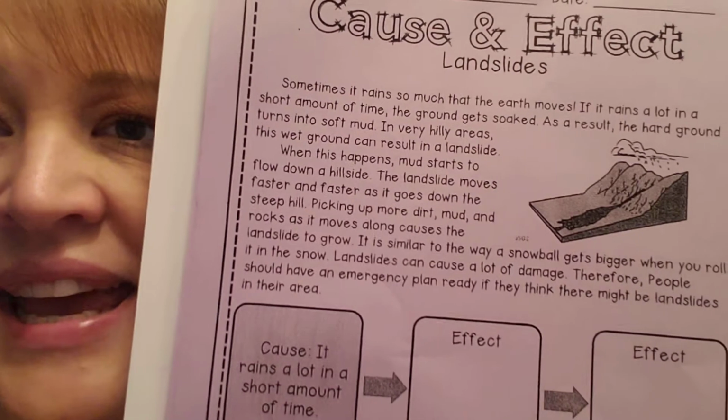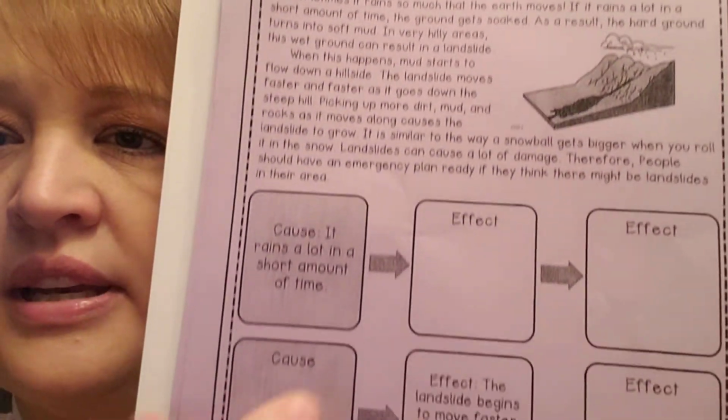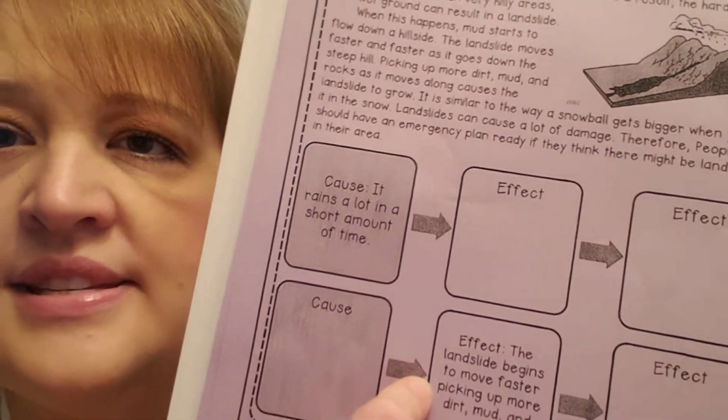All right, so today we're going to read about landslides, and we're going to pull out some cause and effects. Now we're going to look for those words that give us clues that we're going to have an effect and a cause. All right, so I will read it. Follow along with me. Cause and effect, landslides. Sometimes it rains so much that the earth moves. If it rains a lot in a short amount of time, the ground gets soaked. As a result, the hard ground turns into soft mud.